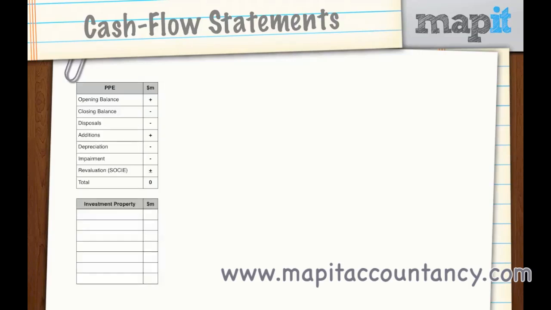So for example, in investment properties, the opening balance added in, the closing balance subtracted out. The things that would appear here, additions we add in, disposals we subtract out. A gain on the fair value of an investment property would be added in to increase the opening balance. A loss on the fair value would be subtracted out. If all of those items were there, it would add to 0. If they weren't, well then we'd be looking for some of those.